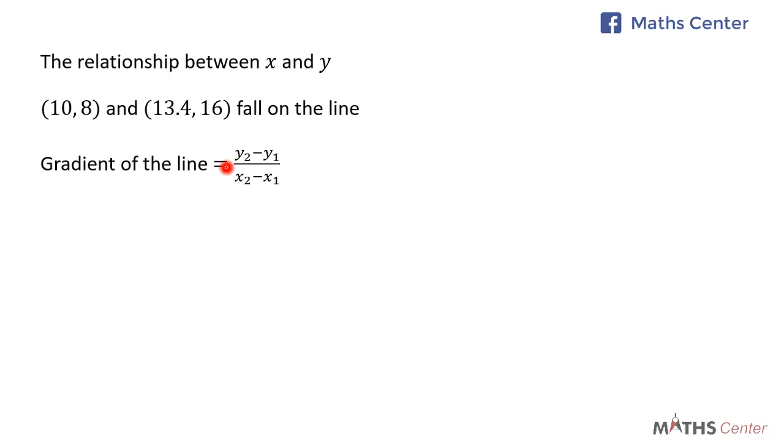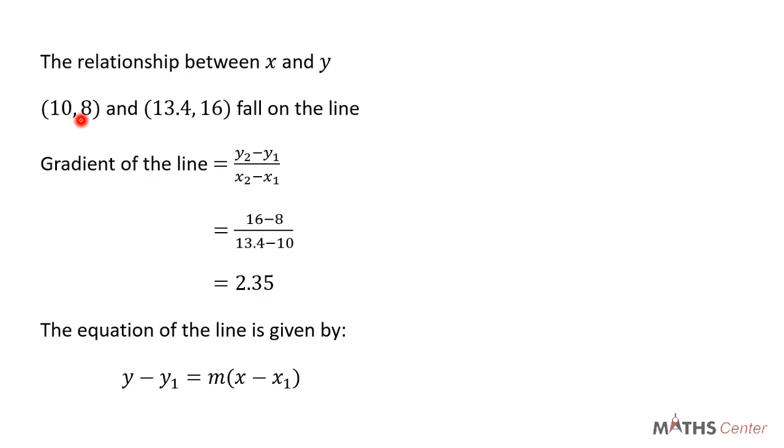The gradient of the line is given by y2 minus y1 divided by x2 minus x1. Here, I'm going to choose 13.4, 16 as my x2, y2, and then 10, 8 as my x1, y1. And so y2 will be 16 minus y1, which is 8, divided by x2, which is 13.4, minus x1, which is 10. And this gives us 2.35. So the gradient of the line is 2.35.